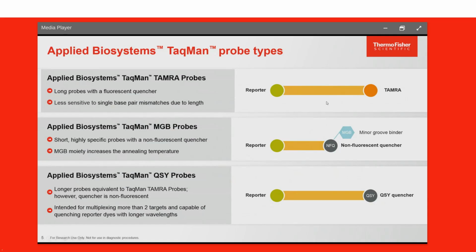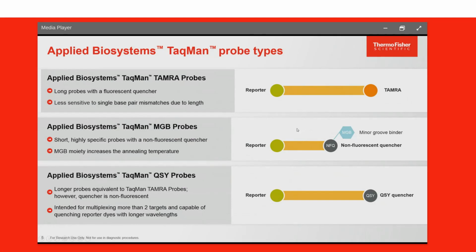If you imagine a situation where you're looking to identify a single base substitution, potentially in a somatic variant, this TAMRA probe may anneal even in the presence of a single base mismatch in the nucleic acid sequence. So just know that TAMRA probes are long probes. Long probes are just less specific than shorter probes.